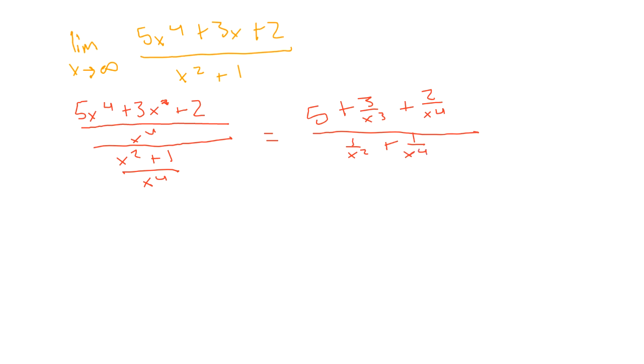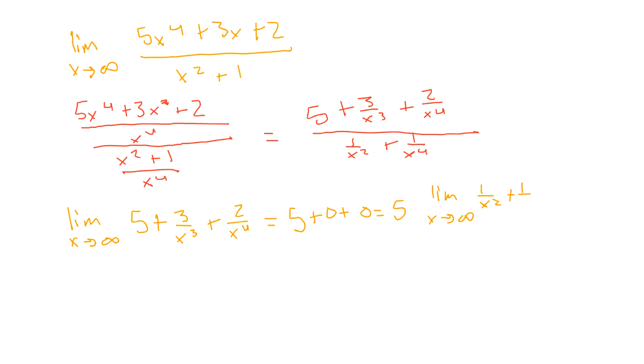Let's take our limits real quick. So now we have our limit as x approaches infinity of 5 plus 3 over x cubed plus 2 over x to the 4th, which is going to equal 5 plus 0 plus 0, which is 5. And then our denominator, for that first term we're going to get 0, and once again 0 for the second term. So now we are left with 5 over 0.